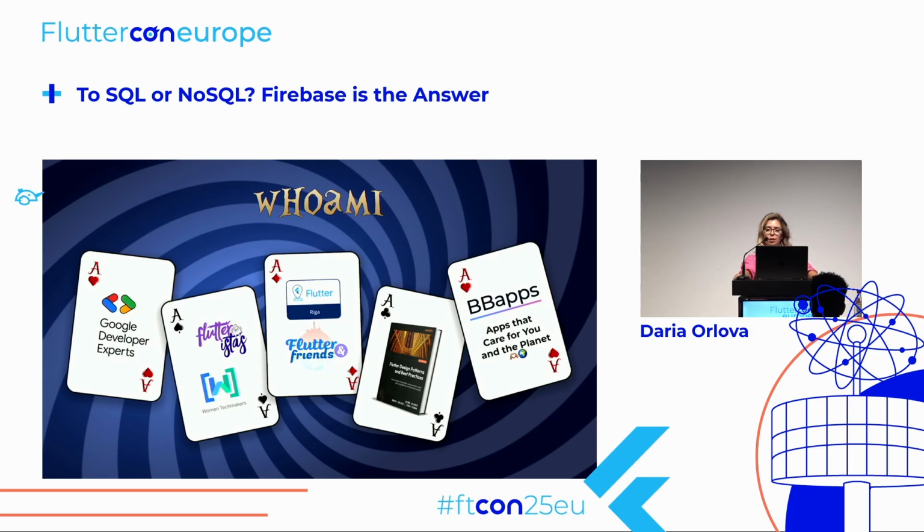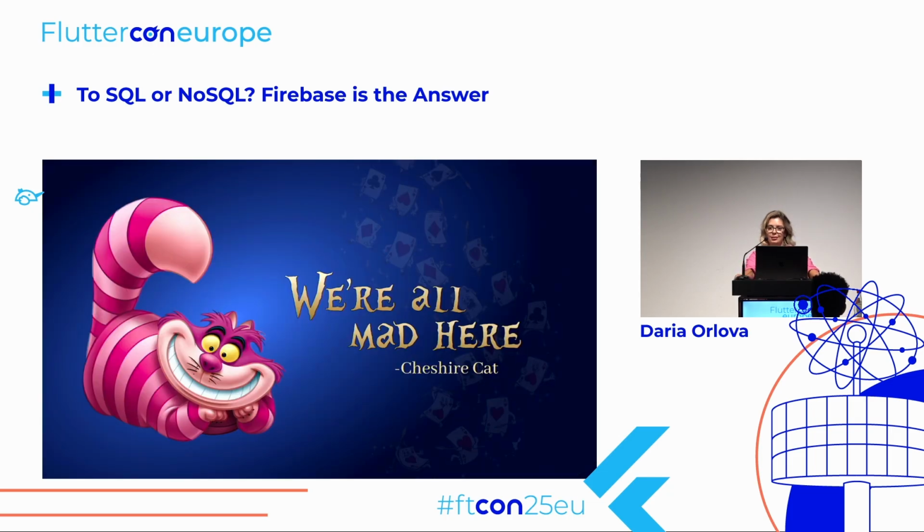I'm also the co-author of Flutter Design Patterns and Best Practices book and the co-founder of BB Apps, together with my husband, a small indie studio where we create apps that care for you and the planet. And as mentioned before, I'm a cat person, maybe something like obsessed with cats, and cats are always in my presentation.